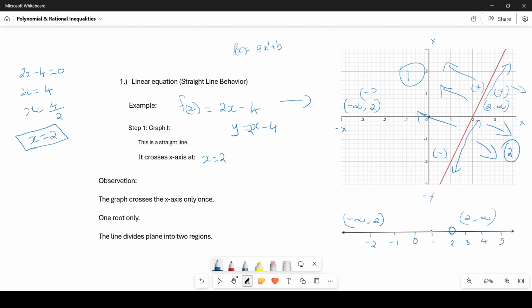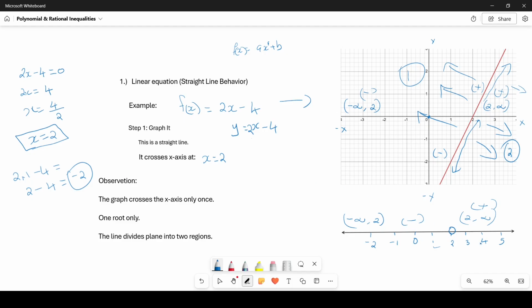Before the 2, the y values are negative. So here the entire expression is negative, and in this region the entire expression is positive. How will we check this? It's very easy. Just substitute values before this 2 into this equation, and we can see whether it is negative or positive. For example, substitute 1 into this equation. 2 times 1 minus 4 is equal to, what's the value? 2 times 1 is 2, 2 minus 4 is minus 2. So the answer is negative. So for x values before the 2, the expression gives negative answers.